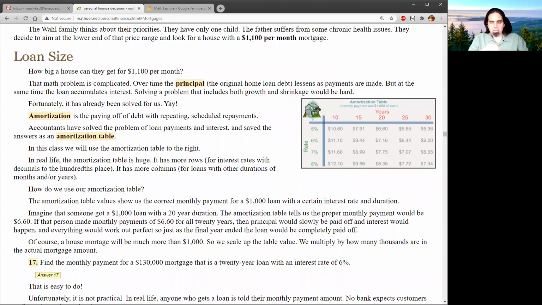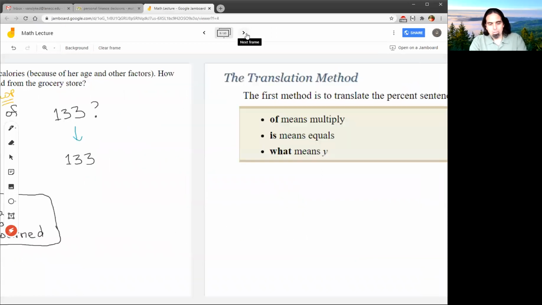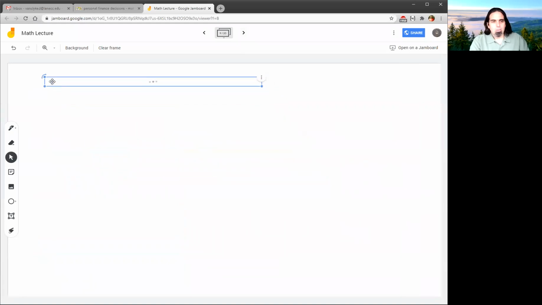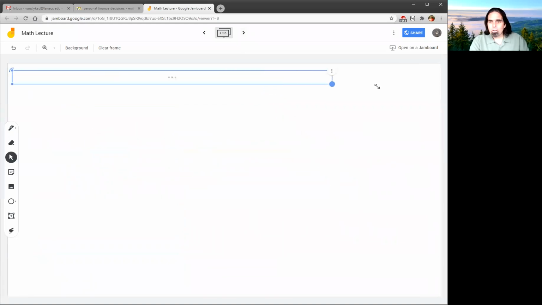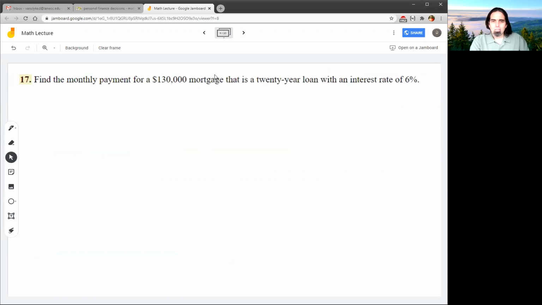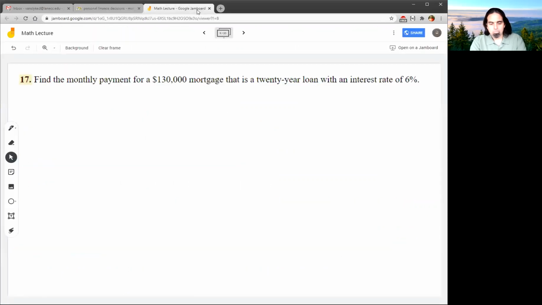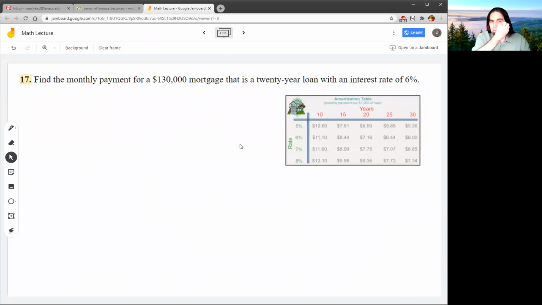So let's do an example with that. Number 17, find the monthly payment for a $130,000 loan, knowing it's a 20-year loan and the interest rate is 6%. So how many thousands of dollars of loan do we have?